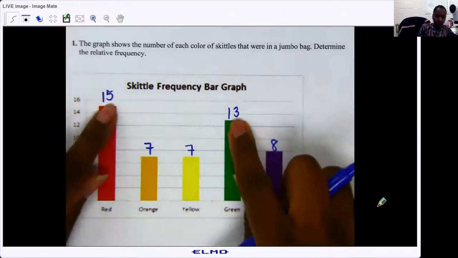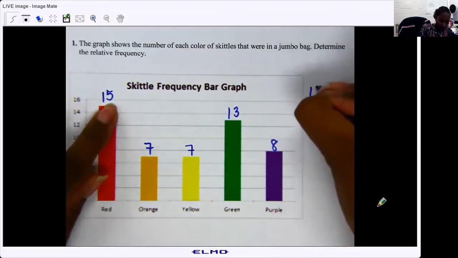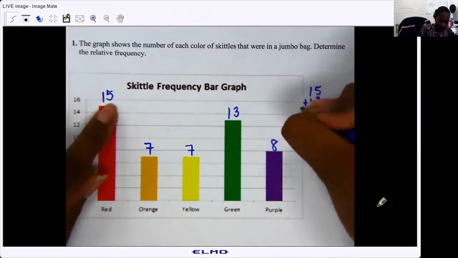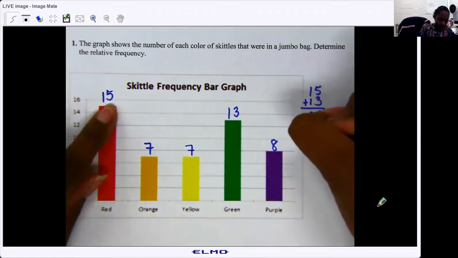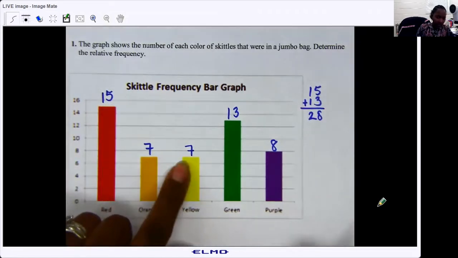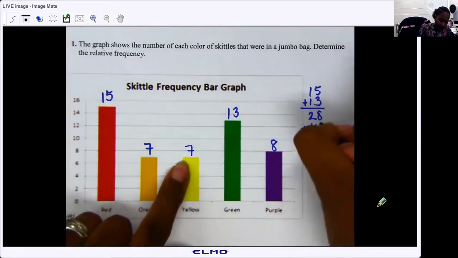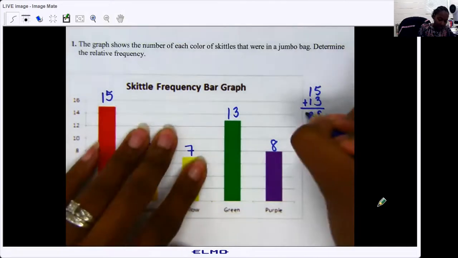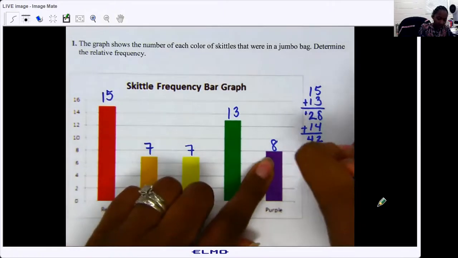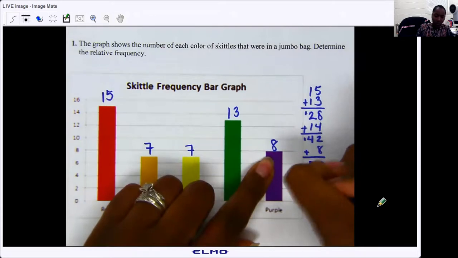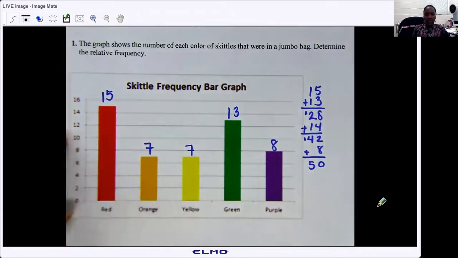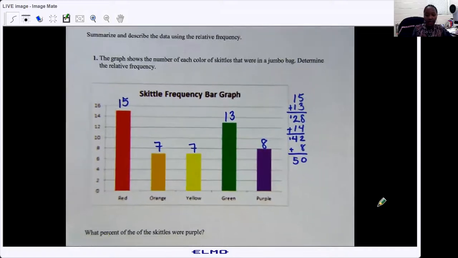So I'm going to do the double digit numbers first. 15 plus 13, we got 28. 7 and 7 makes 14. 28 plus 14 is 42, and then finally plus 8 makes 50. All right, so our total of Skittles that we had in that bag was 50. Okay, we need that because that's going to be our denominator.